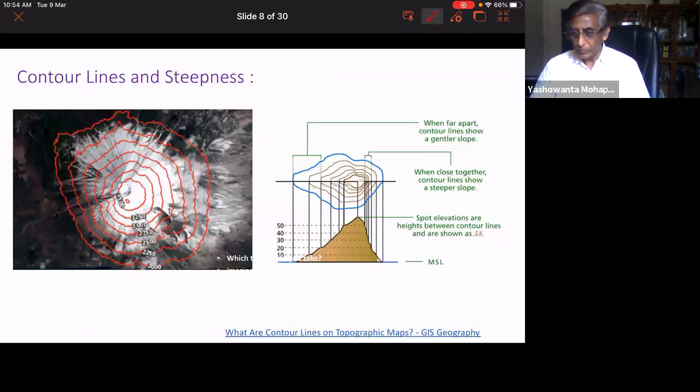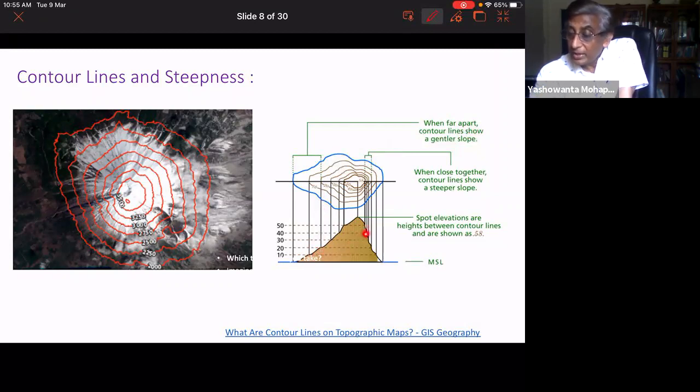So what is the relation between contour lines and steepness? That's the question. I've taken this from geography. You can see the mountain is like this, and this is the mean sea level, and I take this height, and then you can see how it is related to the contour lines. The spot elevations are heights between the contour lines. When the contour lines are close together, that means a steeper slope. When the contour lines are far apart, then there's a gentler slope. This is a gentler slope.